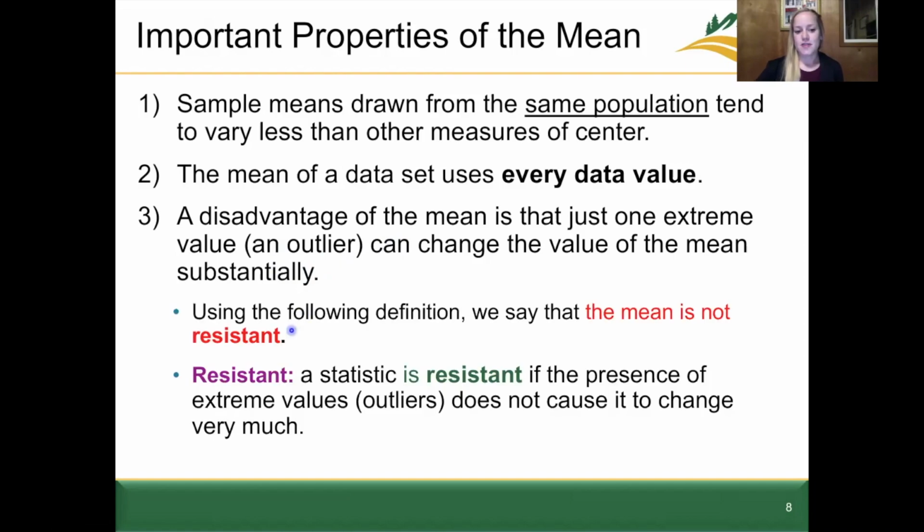Now, another set of terminology you'll hear in this section is this idea of resistance. So a statistic is resistant if the presence of an extreme value, like an outlier, does not cause it to change very much. Okay, so essentially, if we can include some extreme value and it doesn't change that measurement, then that statistic is resistant. For means, however, if we add in some extreme value, that extreme value or outlier will impact the mean. So this is why we say the mean is not resistant.